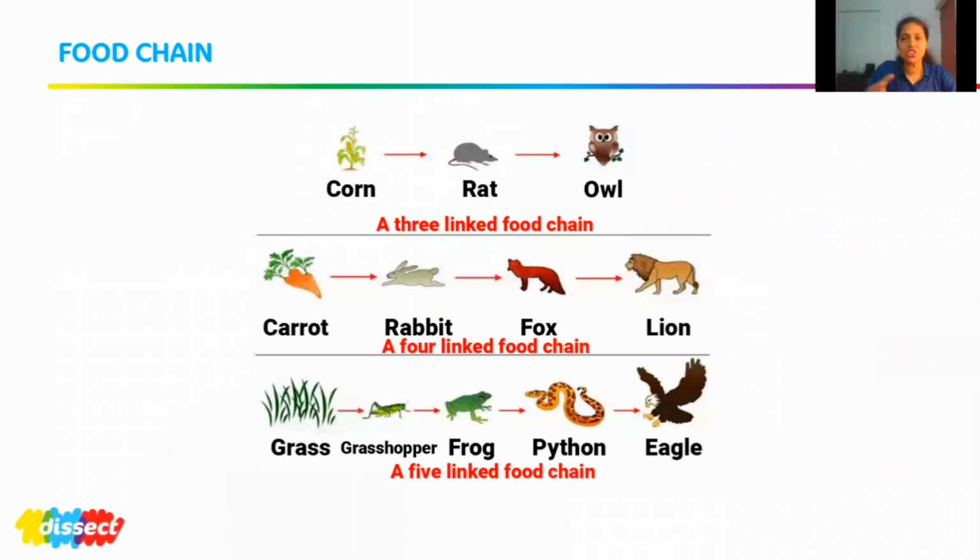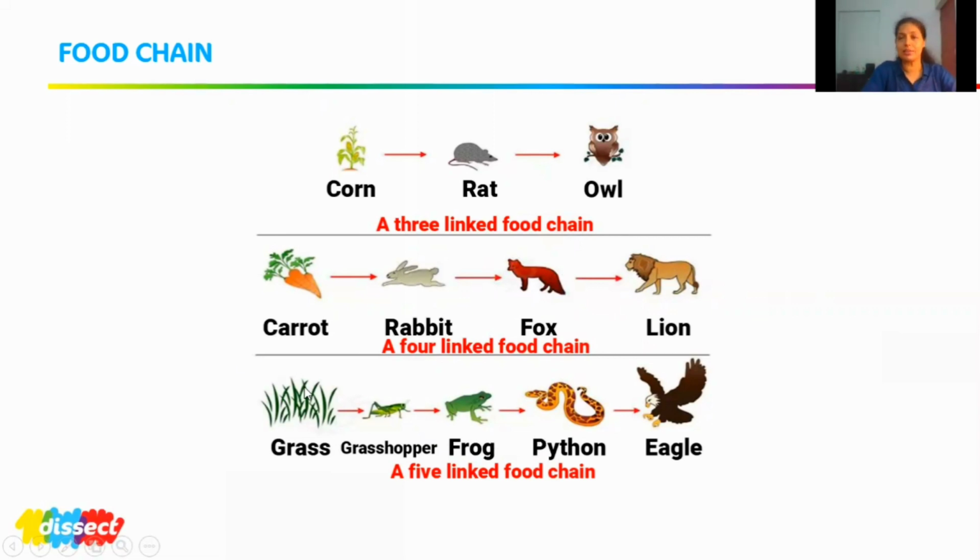Let us see some chains formed from the food. The corn is food for the rat, whereas the rat is food for the owl. We form a 3-linked food chain. Let us see this carrot. Carrot is food for what? Carrot is food for rabbit. Rabbit is food for fox. Fox is food for lion. Here we have a 4-linked food chain.